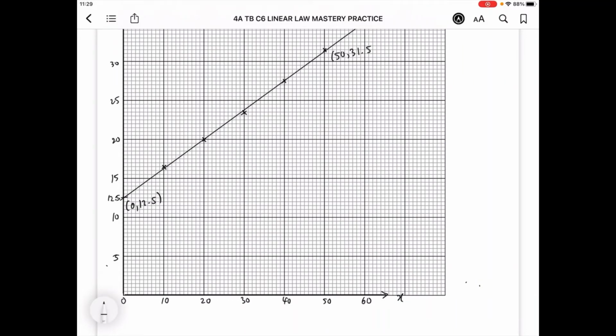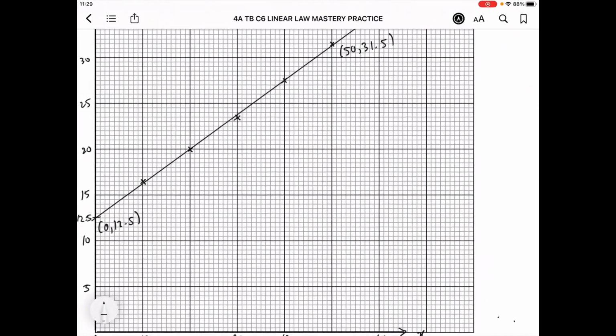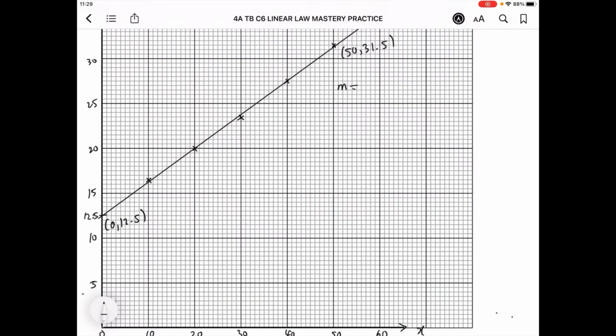Now, understand this. Avoid using a point on the table, rather use a point on the graph. Sometimes they are different, right? Sometimes the point, as you can see, is slightly higher than the line of best fit. So, okay, I'm going to use this. Now, let's calculate our gradient, okay? My gradient will be 31.5 minus 12.5 divided by 50 minus 0. Now, why do I like to use 5? Because any number divided by 5 is a nice number. So here I got 0.38. My gradient is 0.38.